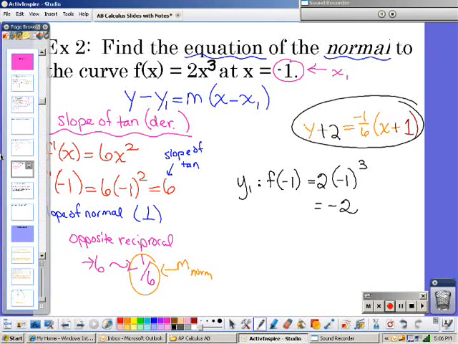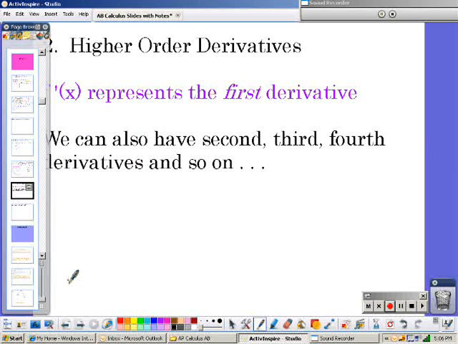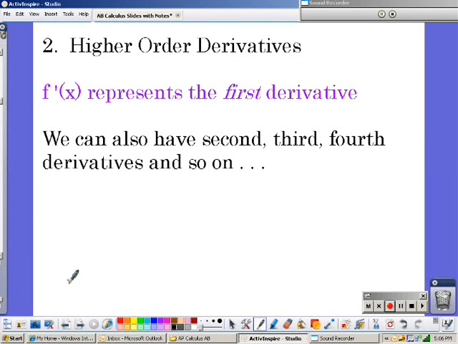Next on our list, we have one tiny thing left to do. It turns out that there's also something in this section called higher order derivatives. What we've been finding, we've been calling f prime of x. That's technically called the first derivative. And where there's a first, there's bound to be seconds and thirds and fourths and so on. And so we want to be champions at finding higher order derivatives.